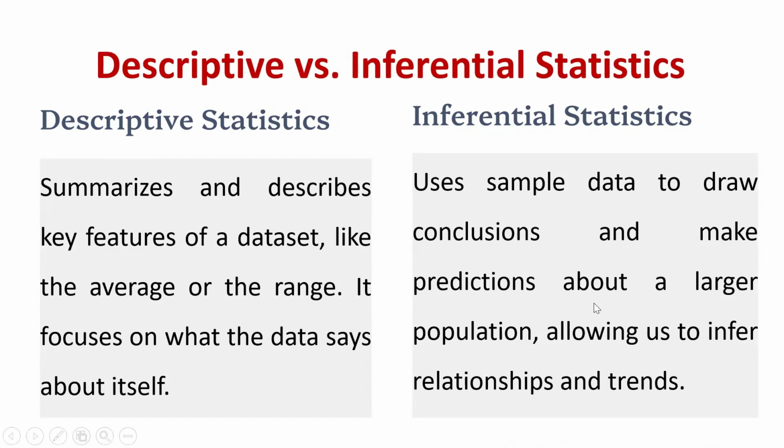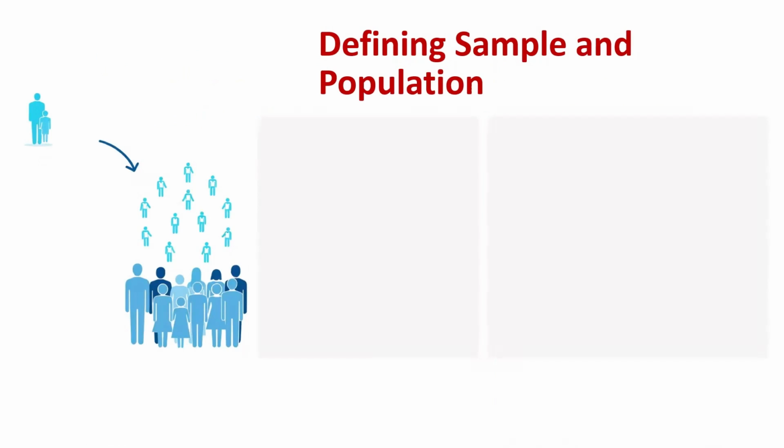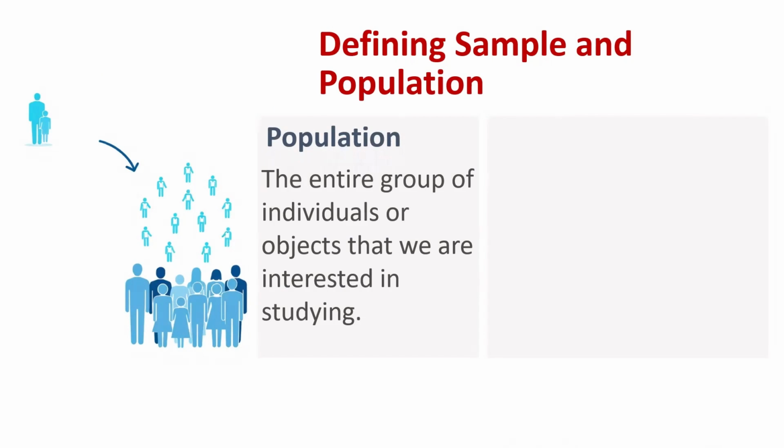As you heard here, there is something called the population. While analyzing data, we need to understand that there are two main concepts of data, the sample and the population. What is the difference between sample and population? The population is the entire group of individuals or objects that we are interested in studying. For example, if we are interested in studying the effect of cell phones on teens, the teens are the population.